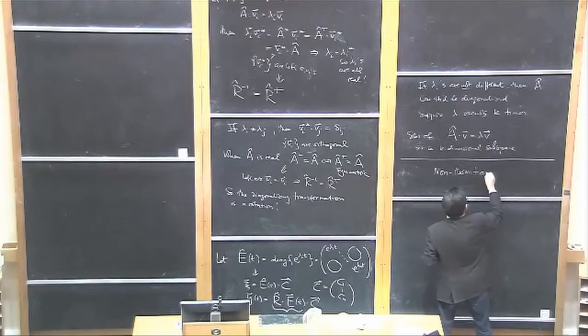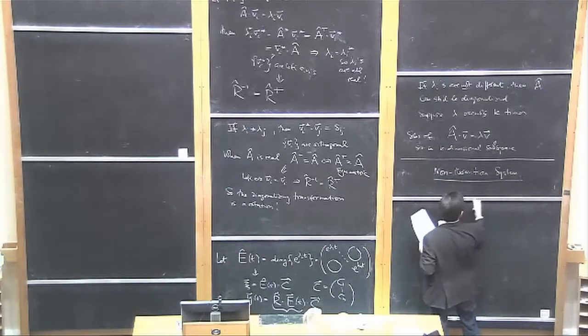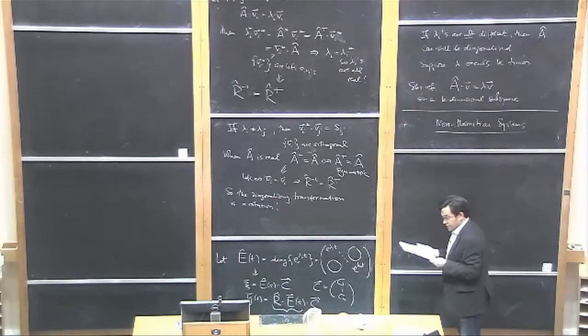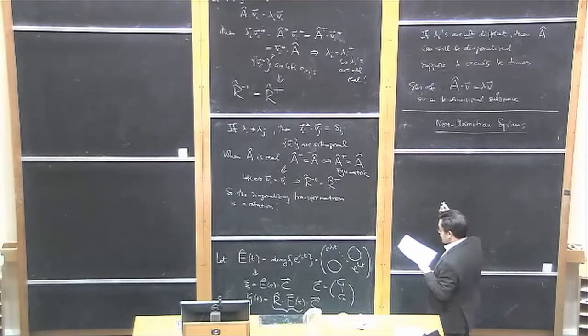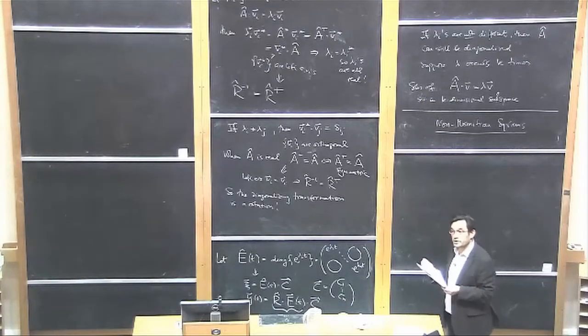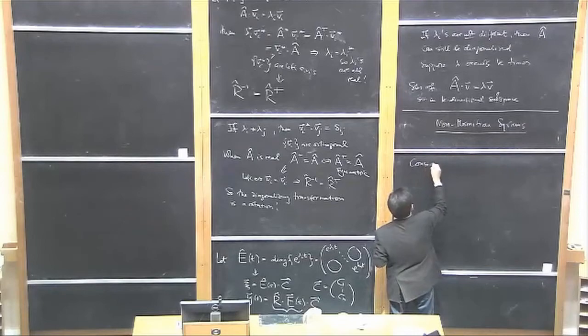So now let me give you an example of a non-Hermitian system. That example is actually one that's occurred before. So let's consider a scalar nth order differential equation. So consider this equation.